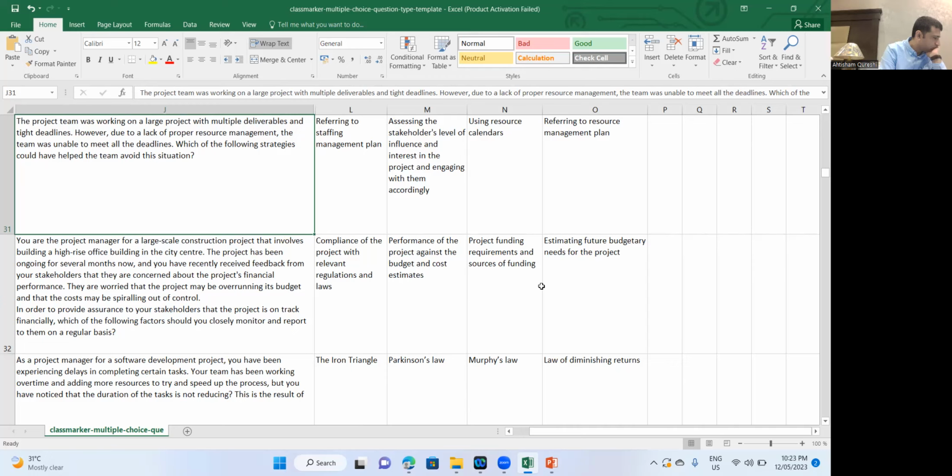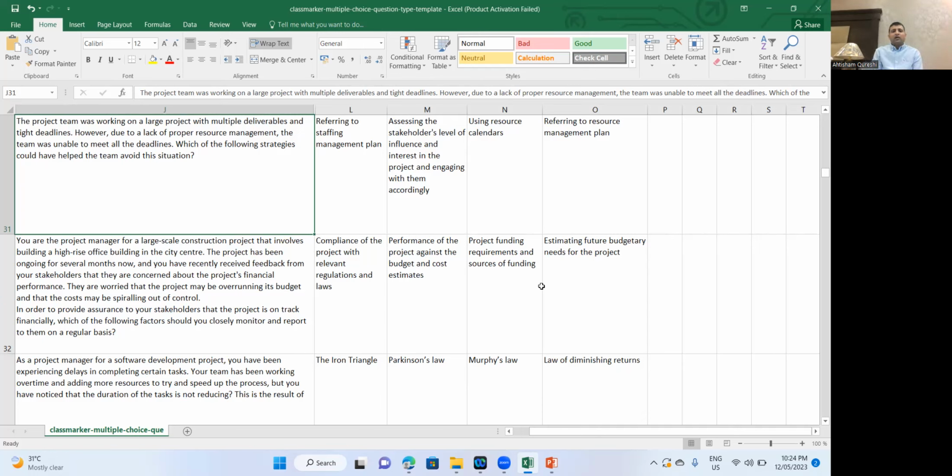Yes. Resource calendar will give you when the resource has to peak and go down, kind of an S curve. Referring to resource management plan, I think what Charlie says is also right, but using resource calendar is also part of the resource management plan. Look, there is little difference between staffing management plan, resource management plan, and resource calendar.